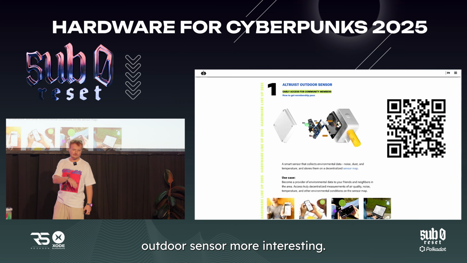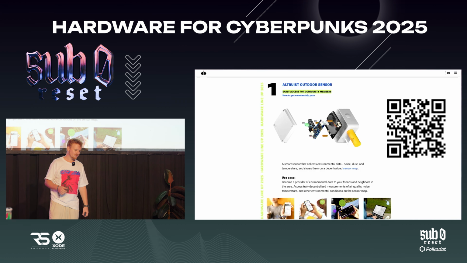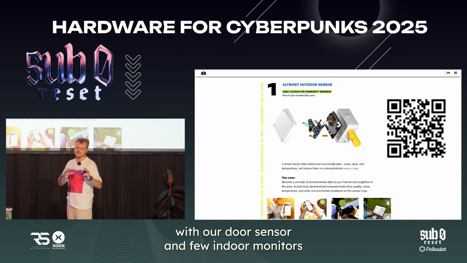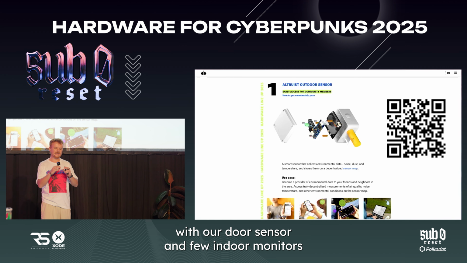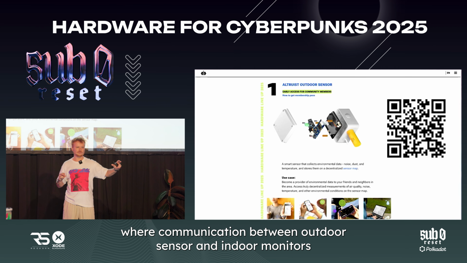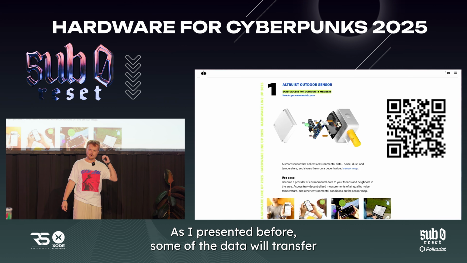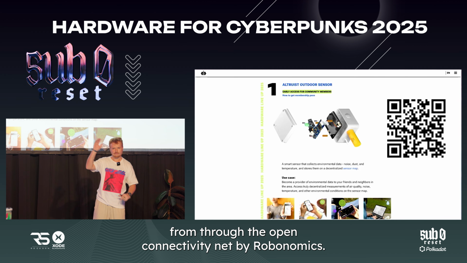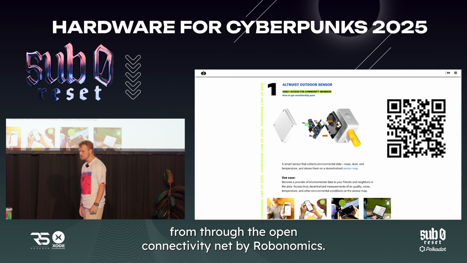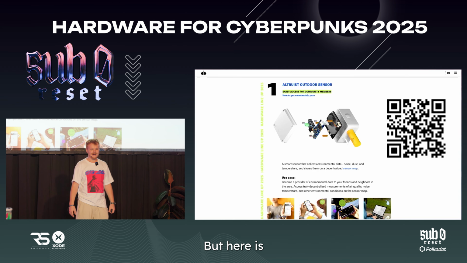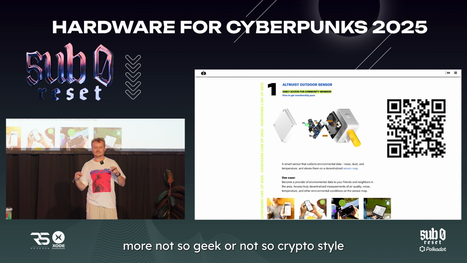To make the outdoor sensor more interesting, from February next year we plan to make a bundle with the outdoor sensor and a few indoor monitors, where communication between the outdoor sensor and indoor monitors will happen as I presented before. Some of the data will be transferred through the open connectivity network by Robonomics. Some will be blockchainized in Polkadot.